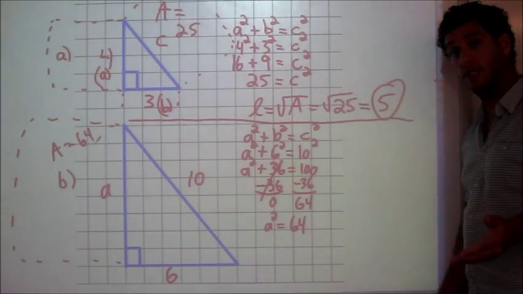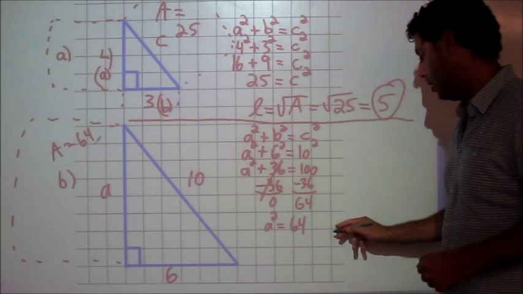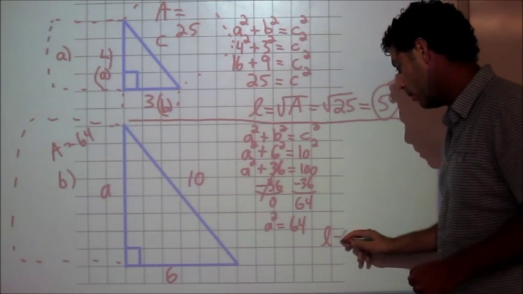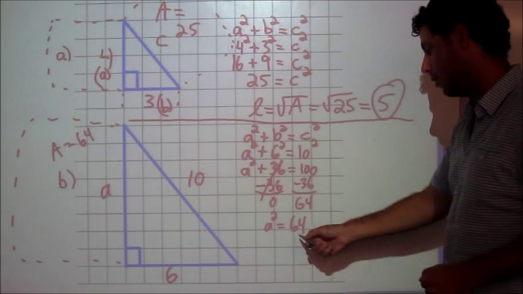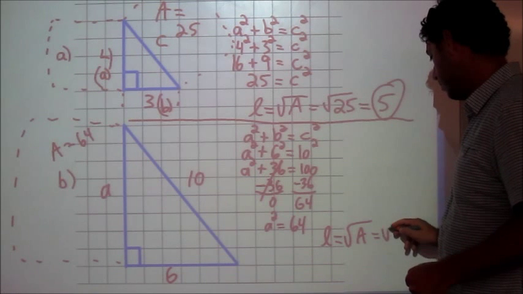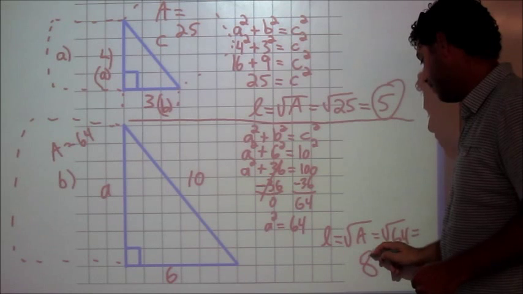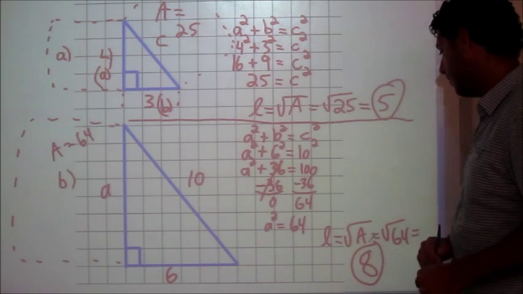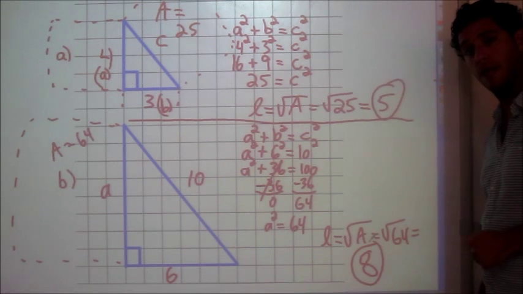Now we have one final step, and that is to determine the side length of that square. So the side length of any square is equal to the square root of its area. We know that the area is 64, which means that that length is 8. There you have the Pythagorean theorem.